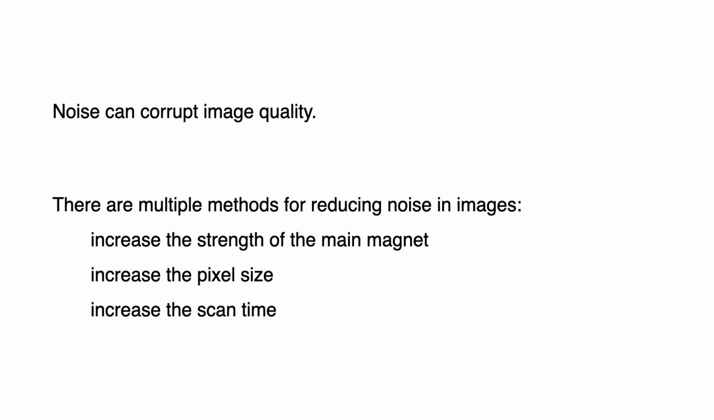Okay, so we've seen that noise can corrupt image quality, and we've seen that there are multiple methods for reducing noise in images, like increasing the strength of the main magnet, increasing the pixel size, and increasing the scan time, but there are trade-offs between each of these approaches.